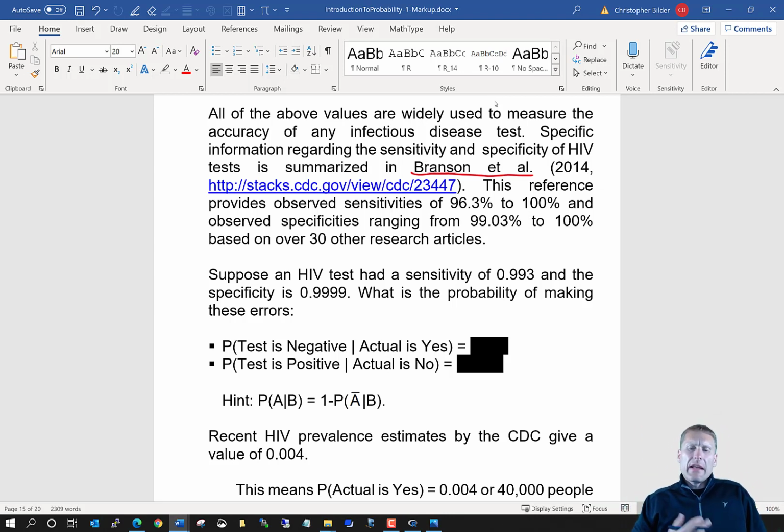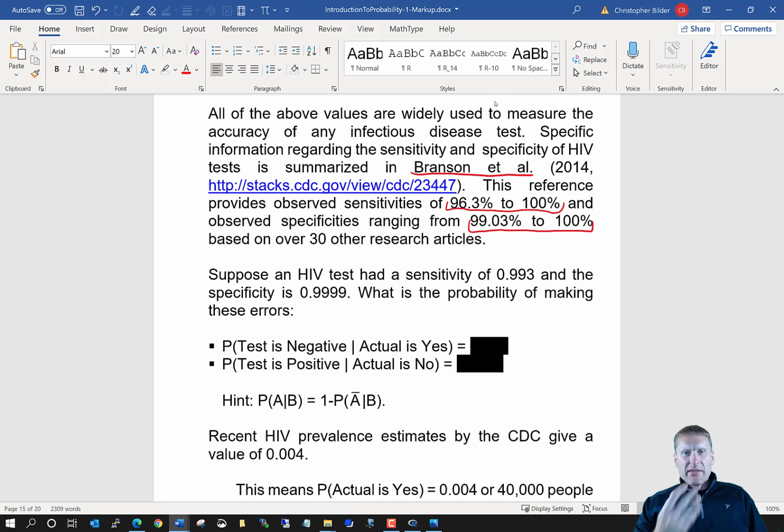And in this work, they look at information from about 30 different other papers that evaluate a variety of different HIV tests. What they found is that the observed sensitivities for those tests were somewhere between about 96.3% and 100%. The observed specificities were between about 99% and 100%. Again, we would like these to be as close to 100% as possible.